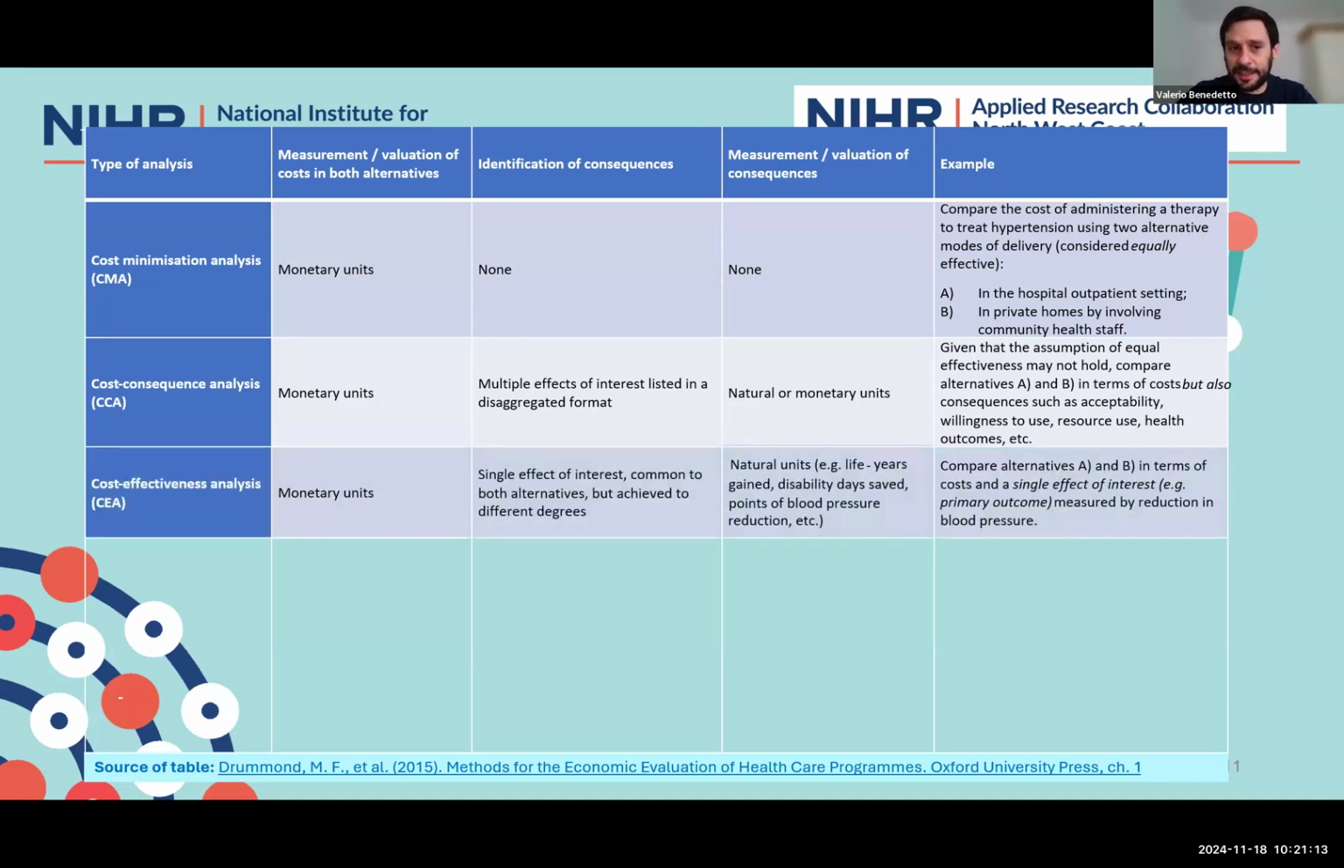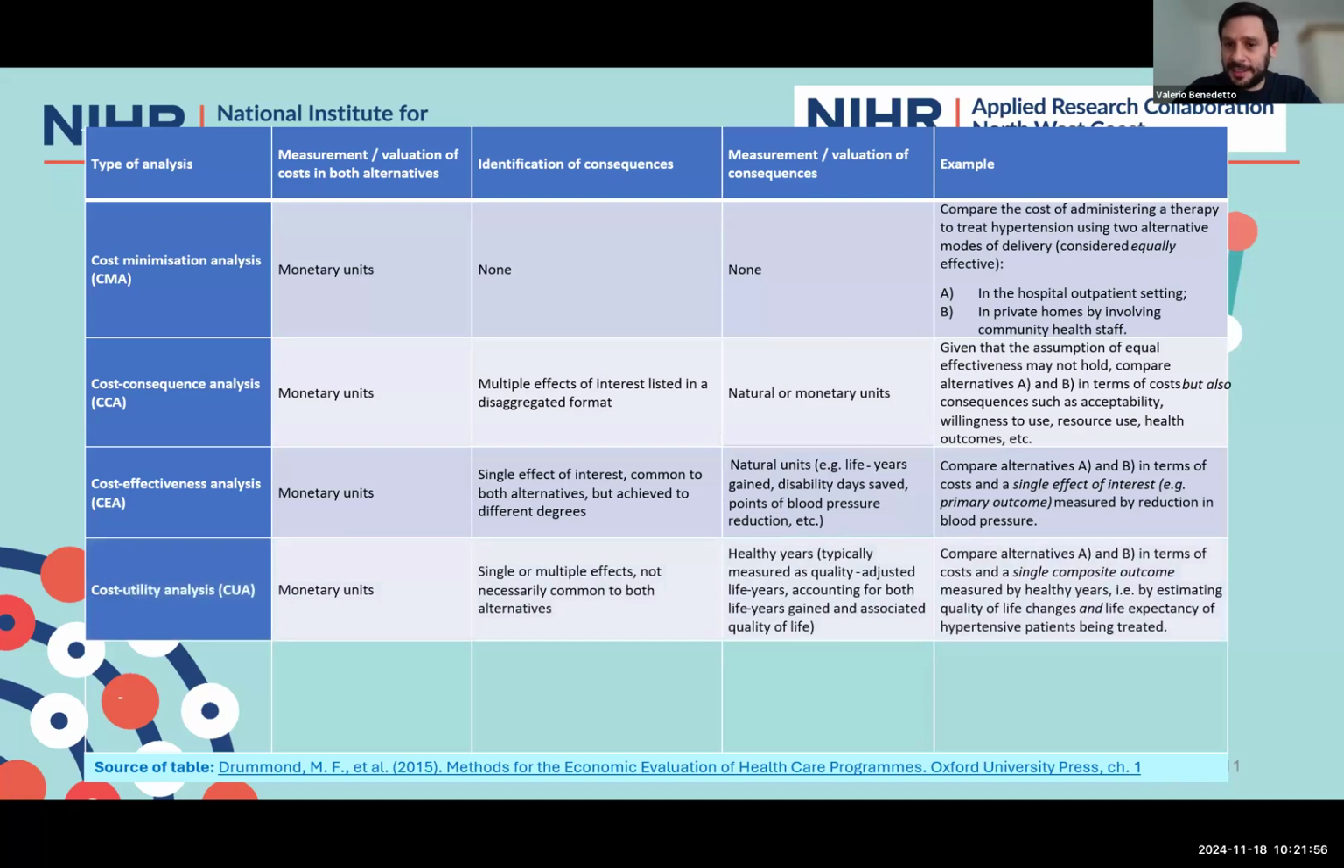Cost effectiveness analysis, again, consideration of both costs and outcomes. But in this case, we are considering outcomes as a single effect of interest measured in natural units. So let's have a look at the example again in the last column. So we are comparing alternatives A and B in terms of cost and a single effect of interest, which is typically our primary outcome, measured by a reduction in blood pressure. So remember, the example is really about hypertension. So the primary outcome will be something which is hypertension related, like, for example, reduction in blood pressure. And that is measured in natural units.